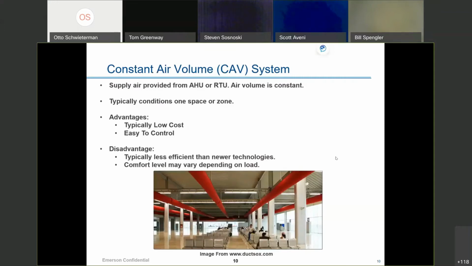Constant air volume systems generally going to condition one large space. An example of this may be a gymnasium where you have one space that's going to need a similar load, wall that's controlling it, but it's a large space. This is typically lower cost, it's easier to control, but it may be less efficient, and it may vary because you're going to have one thermostat controlling the temperature of that space. So if you have a higher load on one side of this gymnasium, lower load on the other, it may be hotter on the high end side versus the other.